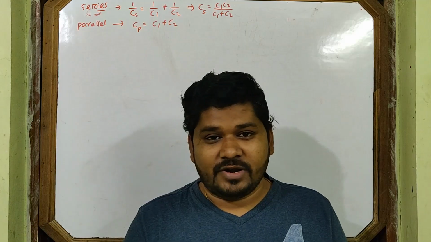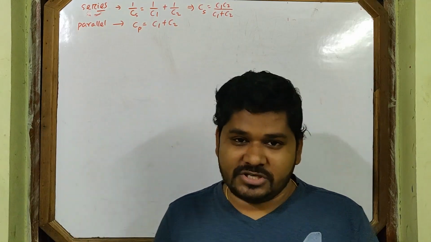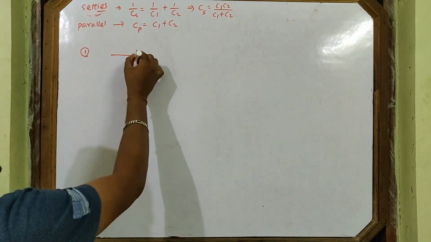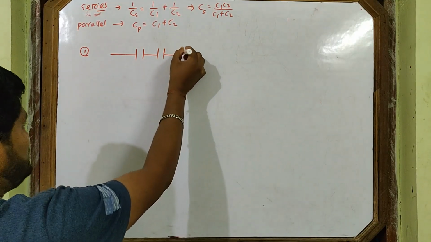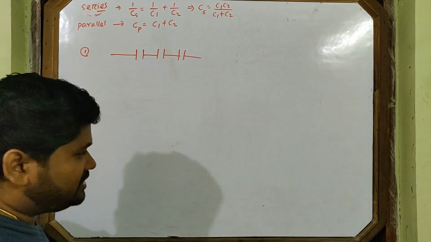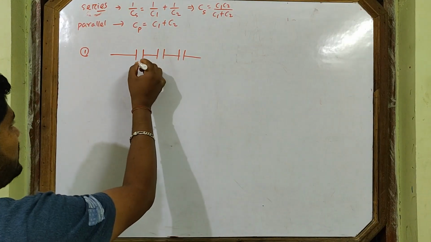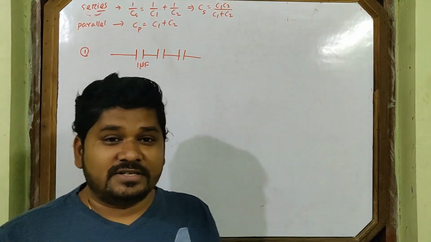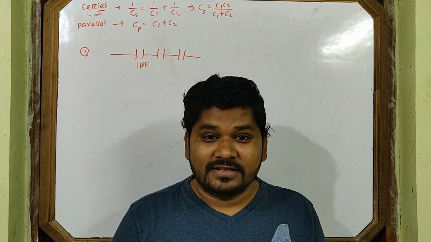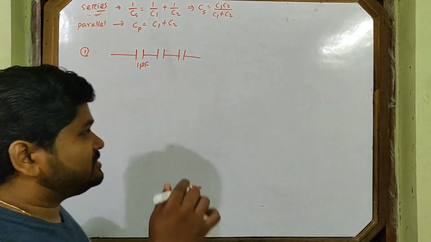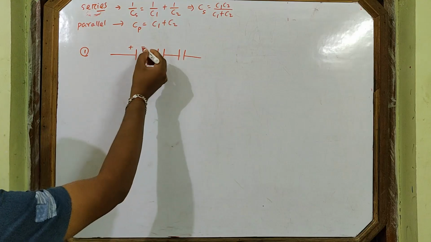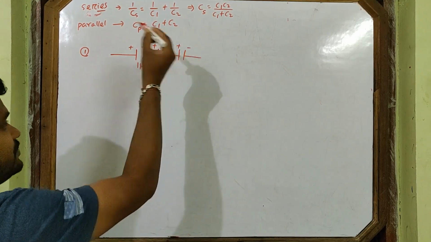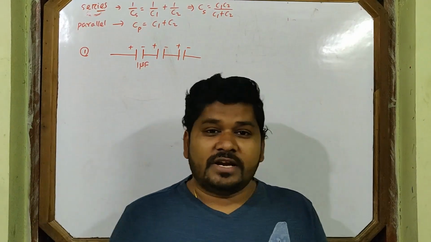Let's first start from simple. Start from a simple circuit. Suppose I give you this circuit. How many capacitors are here? Three capacitors are here. Each capacitor you can take as 1 microfarad. So how are they connected? They are connected in series connection, because the negative plate of one is connected to the positive plate of the other, then the negative plate of that one is connected to the positive plate of the next. So they are connected in series.